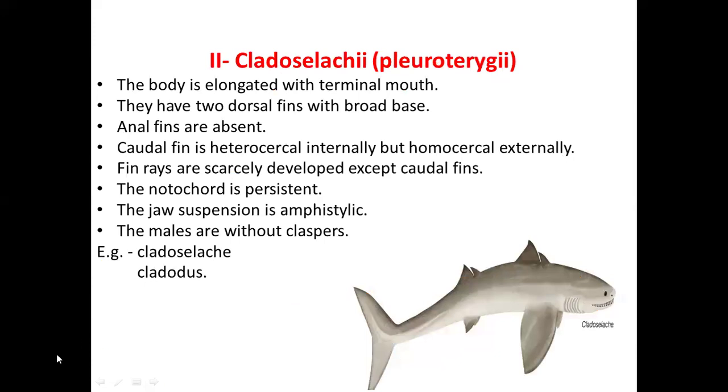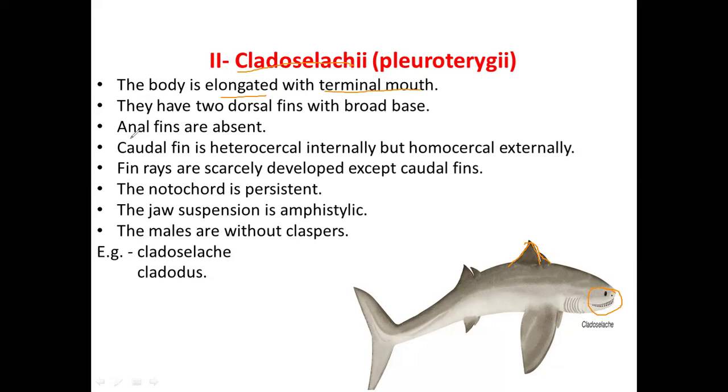Coming to the next subclass, Cladoselachii or Pleuropterygii. The body, if you see, is elongated and it will be having a terminal mouth. This is the terminal mouth, and it will be having the elongated body. They'll be having two dorsal fins with broad base. This is one dorsal fin, and this is another dorsal fin behind. It will be having a very broad base.